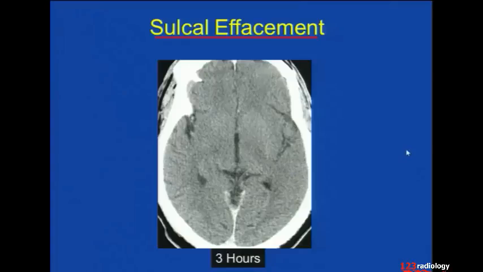Here's an example of sulcal effacement. Now, it's not very evident, but it is present here on one side, and it's very early on. It's at 3 hours. So let's have a show of hands. How many people believe that the sulcal effacement is on the patient's left side? Okay. How many on the right? No one? Okay. Very good. So there, in fact, we do have normal sulci here on the right, but not on the left.